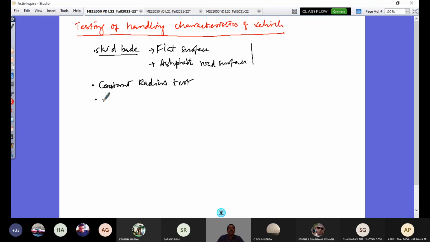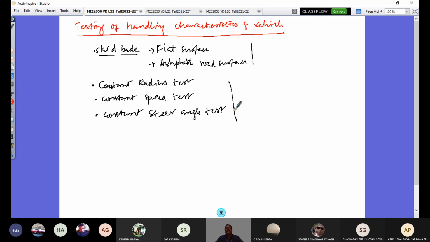And then the constant speed test. And the third one is what is called the constant steer angle test. So we are going to look at these three tests in order to understand the handling characteristic of a vehicle.